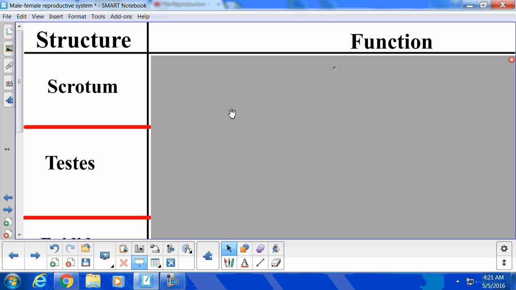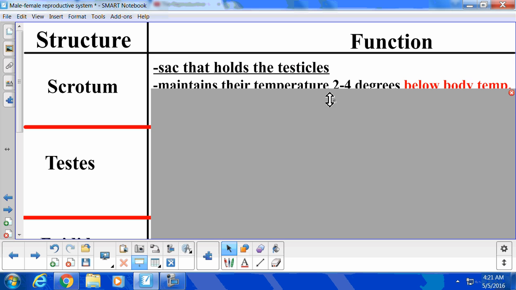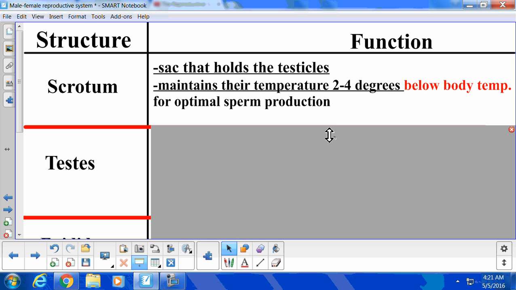Normally, optimum sperm production is about 1 to 2 degrees below body temperature. So this allows the testes to drop away from the body cavity and be at a little bit lower temperature than the human body. If we use 98.6 as the normal body temperature, the scrotum holds the testes at about 96 degrees Fahrenheit, and that provides the optimum temperature for sperm production. So let's pause the video, fill in our notes, and then we'll continue.